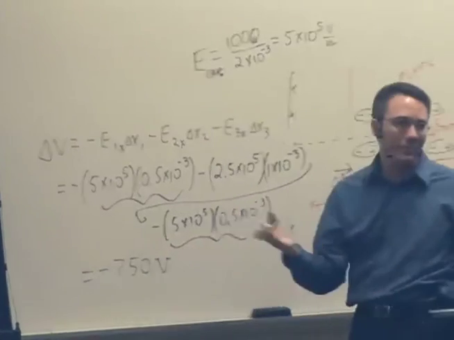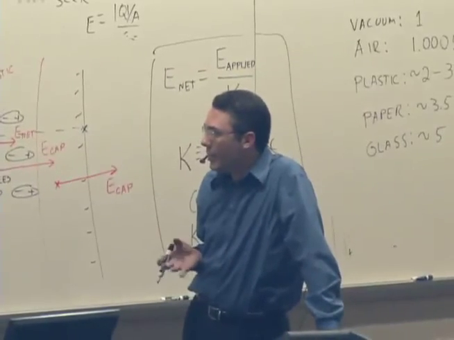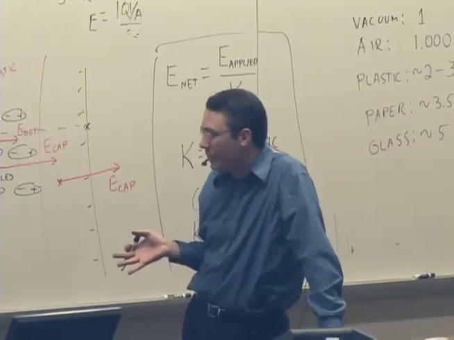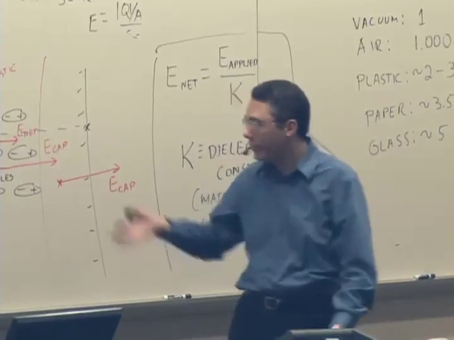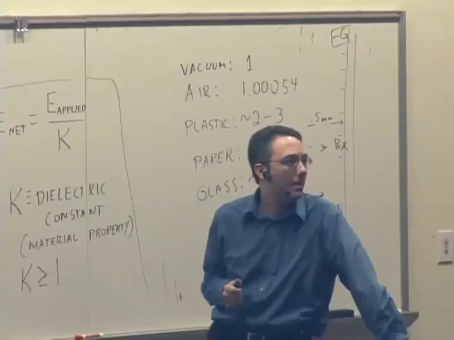So our intuition works out from before, right? We expected the potential difference to be somewhere in between negative 1,000 and negative 500, and it works out. Okay, so yes, question.